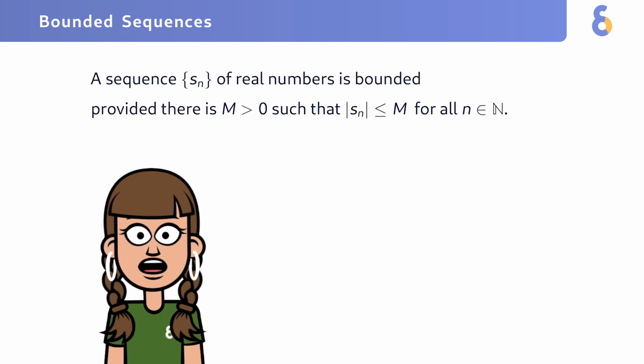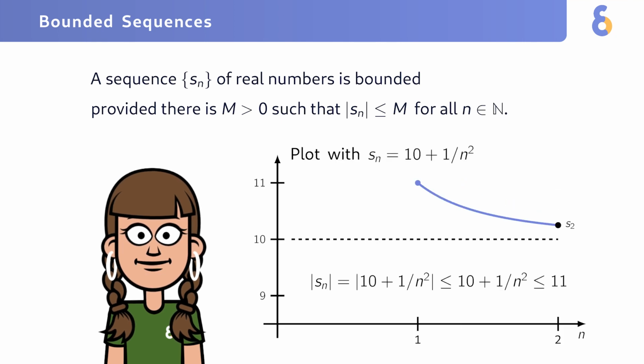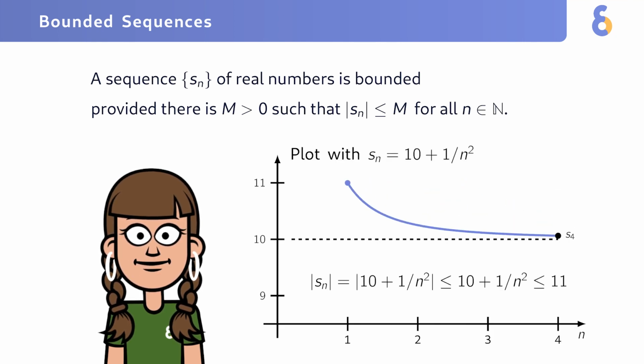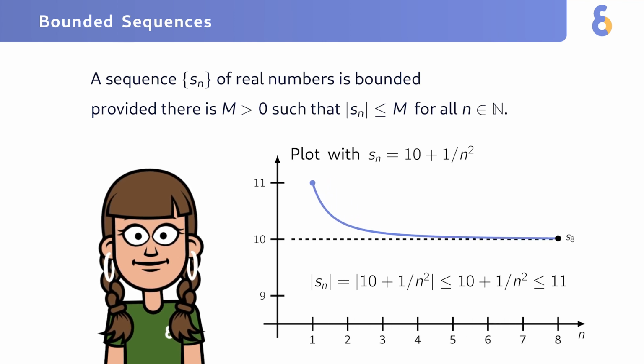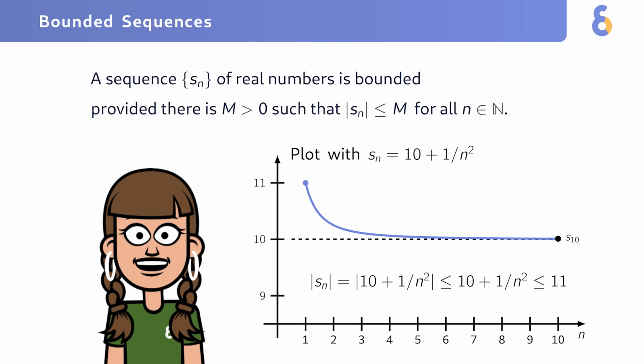A sequence S sub n is bounded provided there is a positive number m such that the absolute value of S sub n is less than or equal to m for all natural numbers n. As an example, consider the sequence S sub n equals 10 plus 1 over n squared. In this case, each S sub n is bounded by 11.